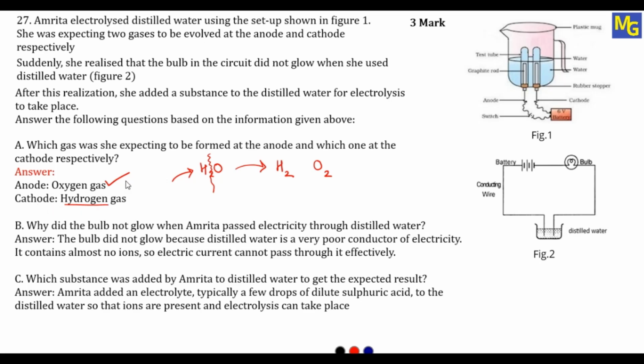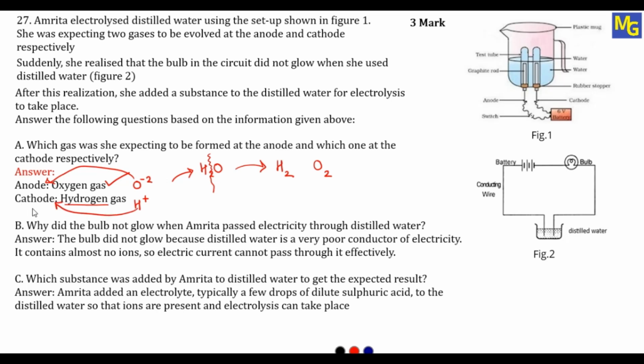oxygen, we know, gives the ion O minus 2 when water breaks. O minus 2 is a negative ion. A negative ion will be attracted towards the positive electrode. Therefore, towards the anode we get oxygen gas. And what is the hydrogen ion? H plus. It is a positive ion which is attracted towards the negative electrode. Therefore, hydrogen gas will be formed towards the cathode.